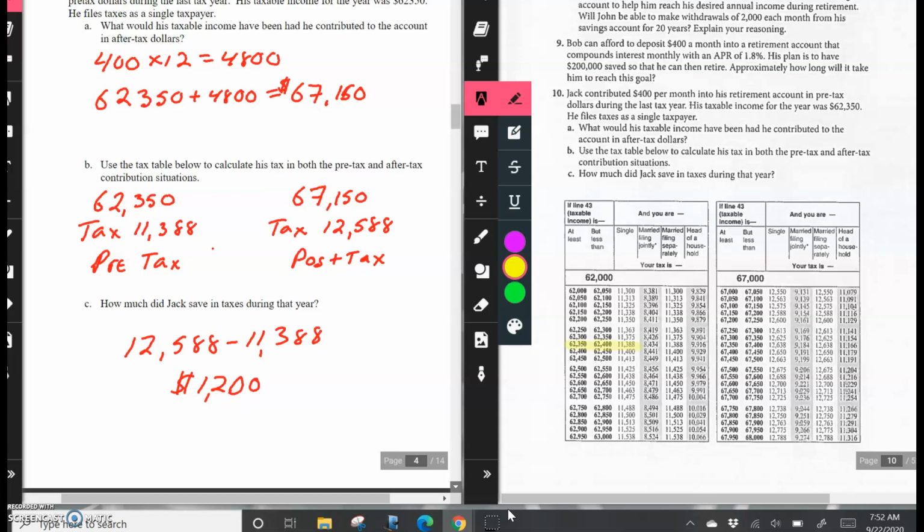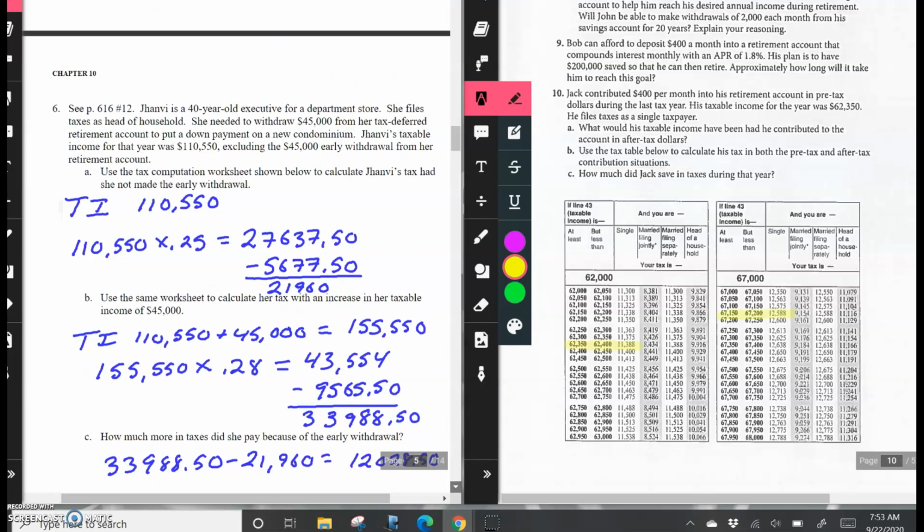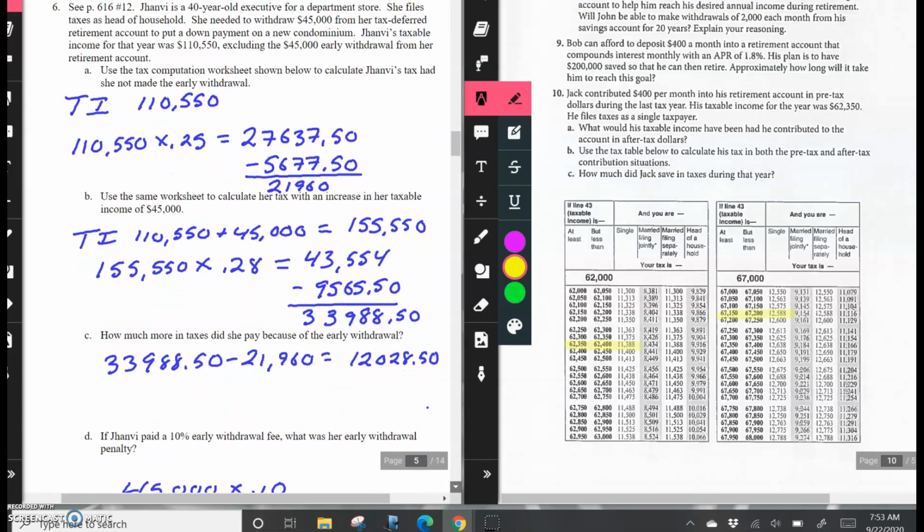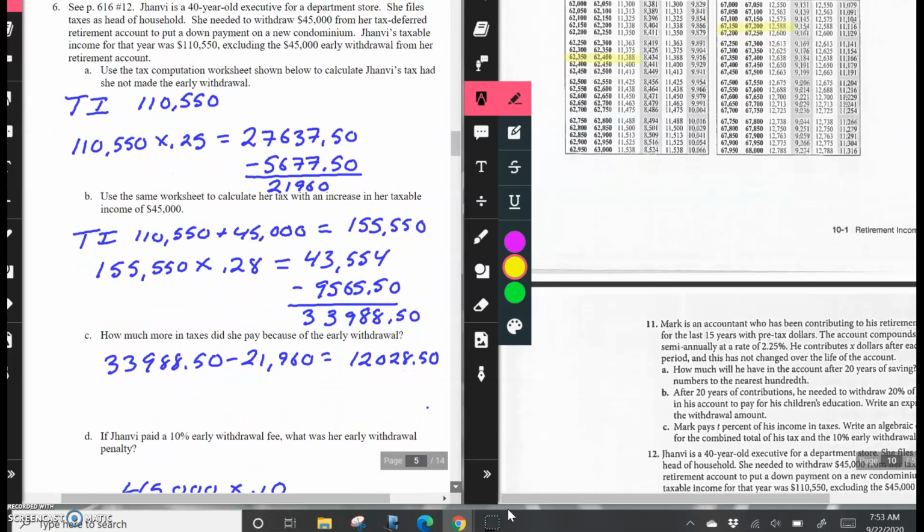All right, that's pre-tax. Now after tax is $67,150. So that value is right here. That's going to be $12,588. So how much did Jack save in taxes during that year? He saved $1,200 when you subtract the two. Okay, and then we're going to refer to number 12 in the textbook.